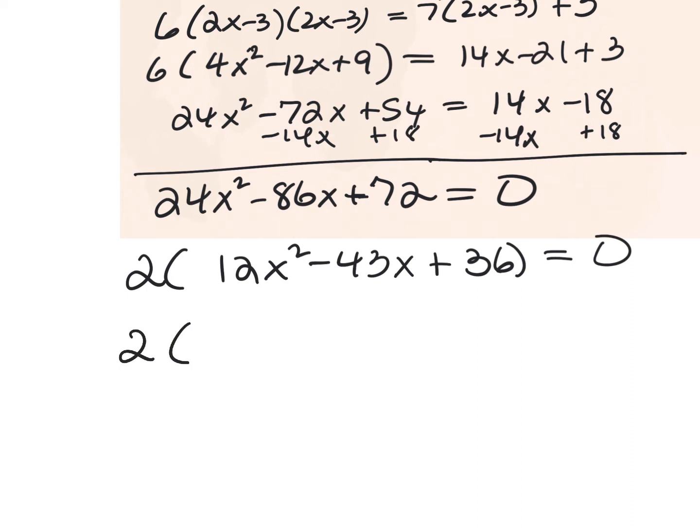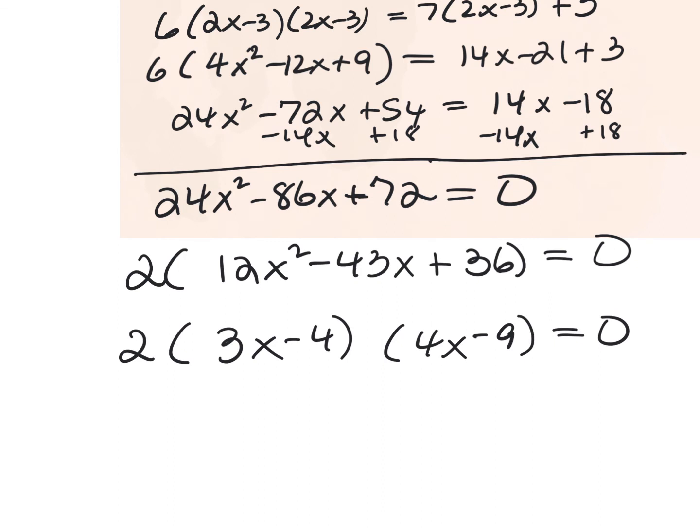This will factor into the factors of 12 I'm going to use are 3 and 4. And my factors of 36 that I'm going to use are going to be 4 and 9. Again, whatever technique you want to use for factoring. And they're both negative to get the positive 36 and to get the negative 43 in the middle.